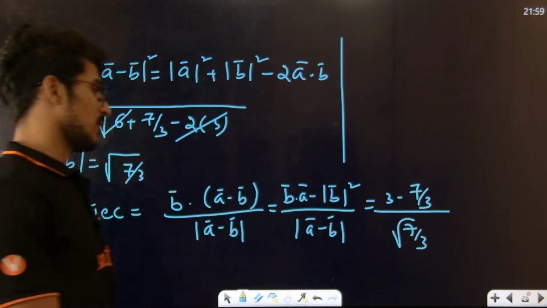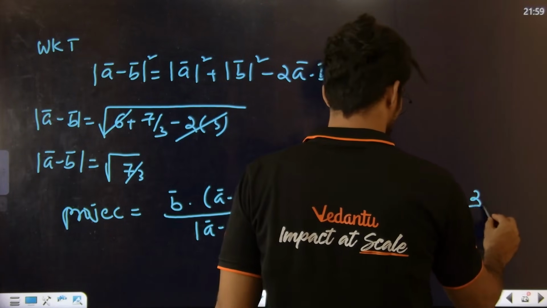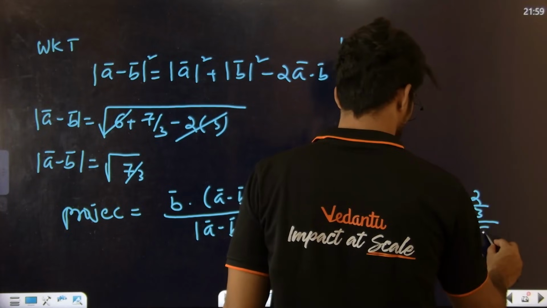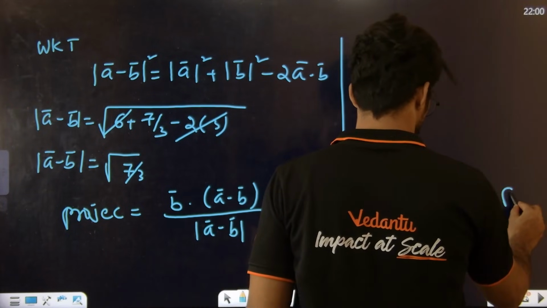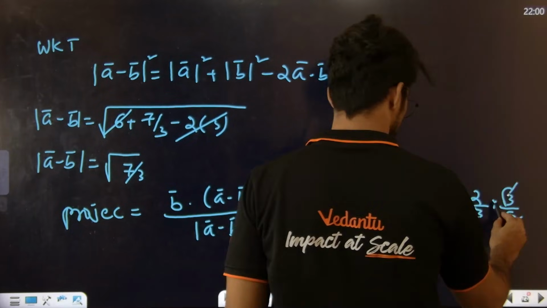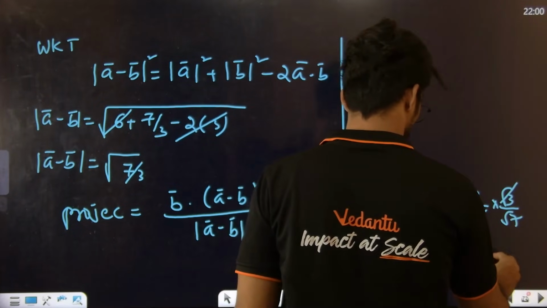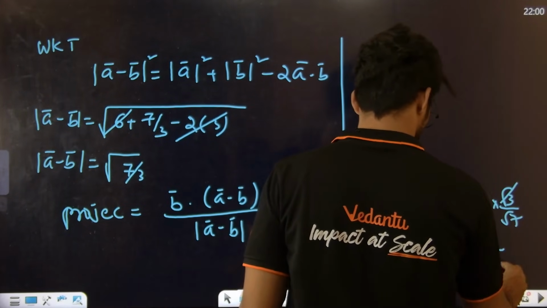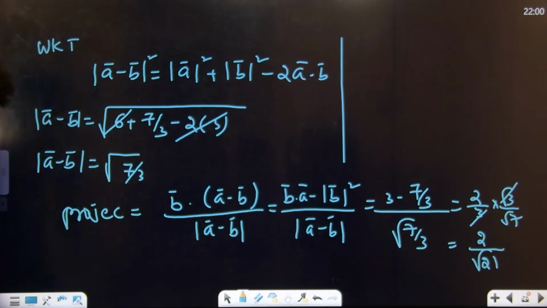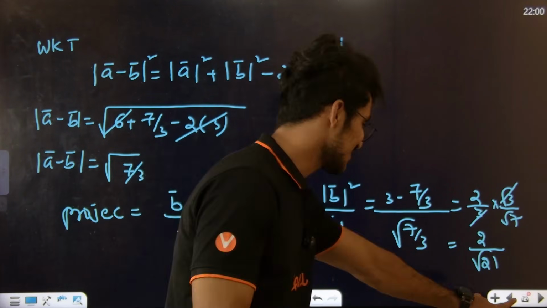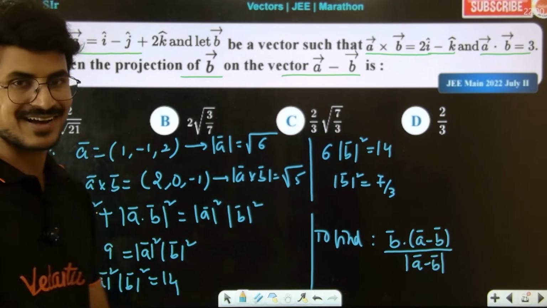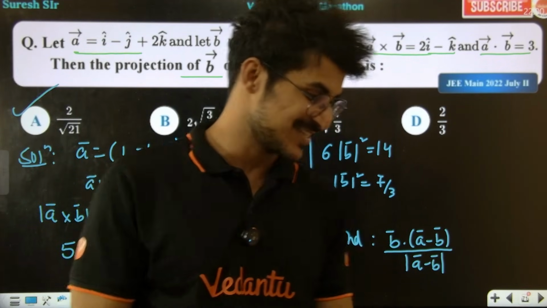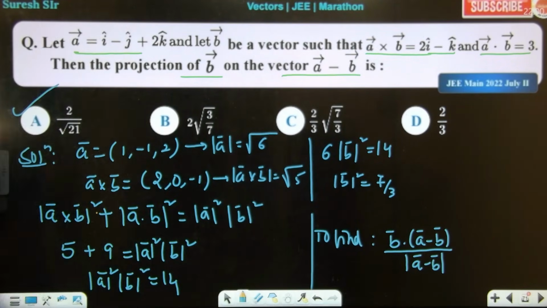Now tell me, here 2 by 3 and root 7 by 3. So into root 3 by root 7. This will be cancelled. So 2 divided by root 21. Any doubts? 2 divided by root 21 is the answer. So we'll see which option is correct. Option A is the right answer. Any doubts? Yes sir.